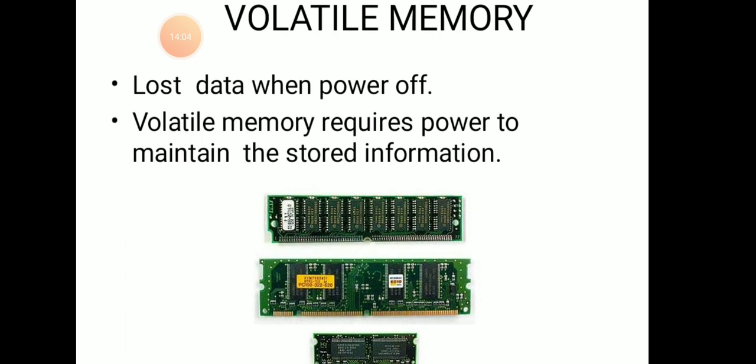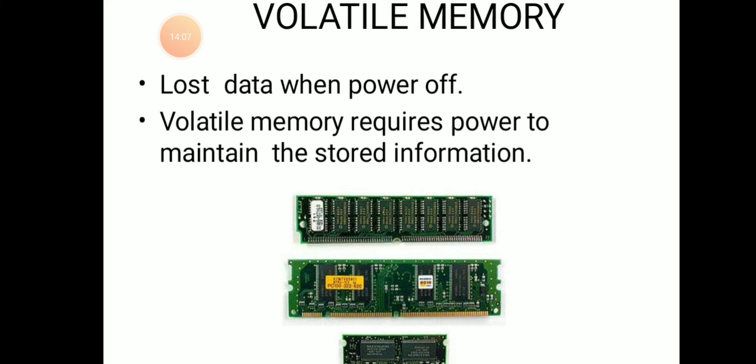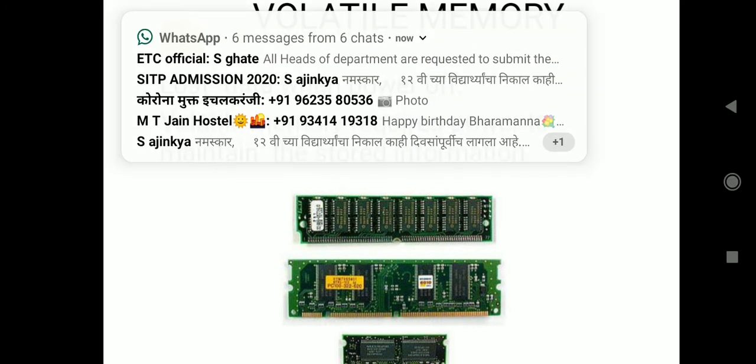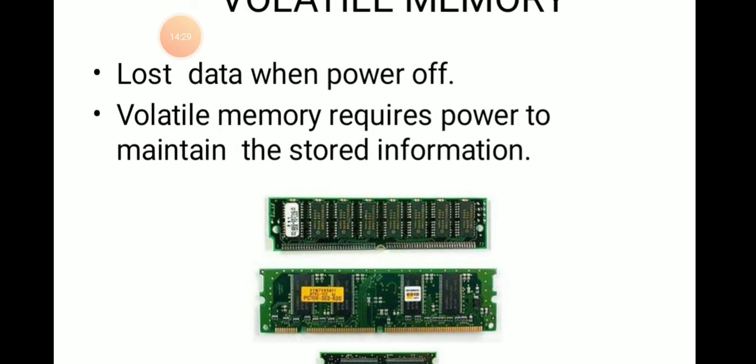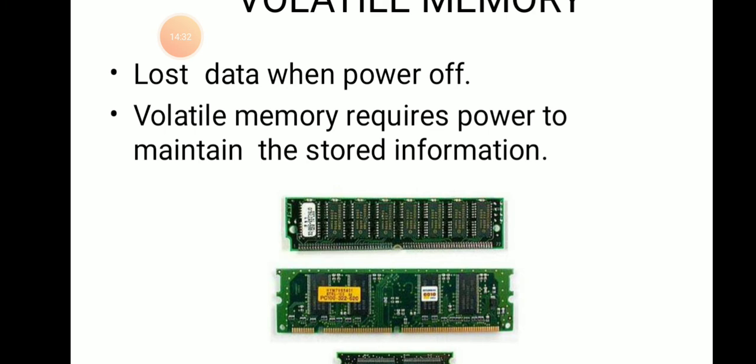Next we'll move on to volatile memory. There are two types of memory, one is volatile and the other is non-volatile. What is volatile memory? It loses data when power is off. Whenever you switch off the power, whatever data is there will be lost. Second, volatile memory requires power to maintain the stored information.